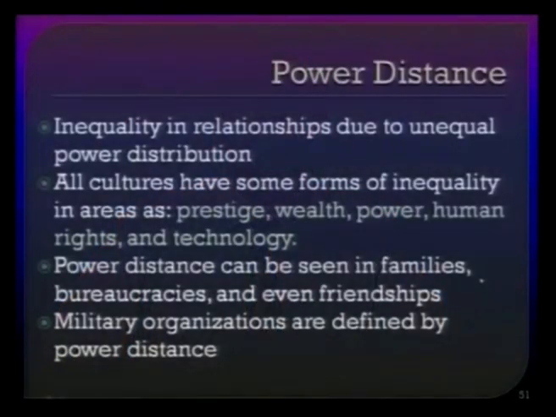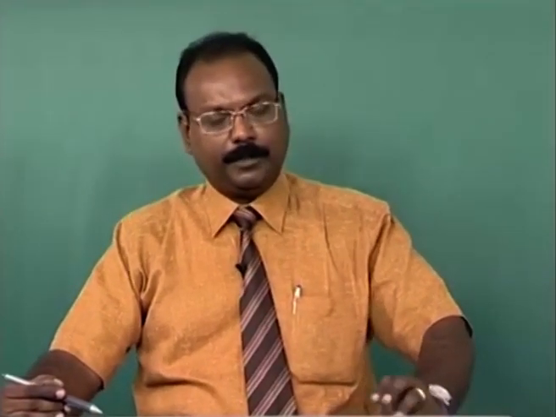So, power distance can be seen in families too. It will be prevailing in bureaucracies and even friendships. So, even in friendships there is often one friend dominating and the other friend being submissive, and then there are also very good and healthy friendships where both of the friends are equal. There is no domination in relationships, but power is possible, inequality is possible even in friendships.